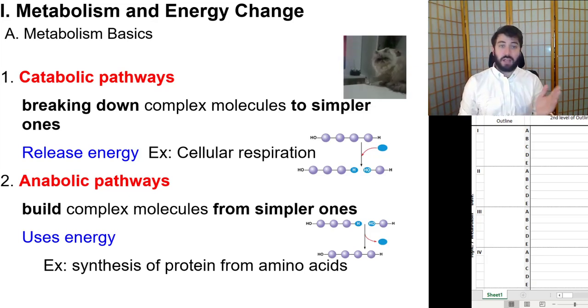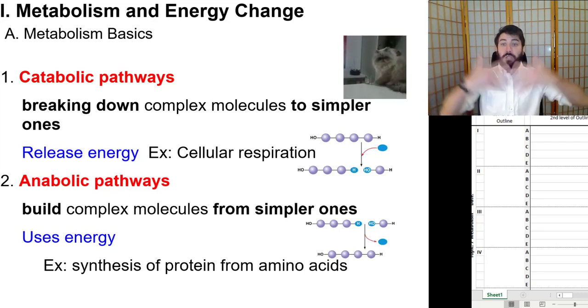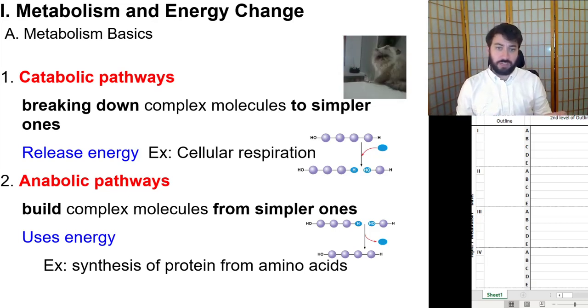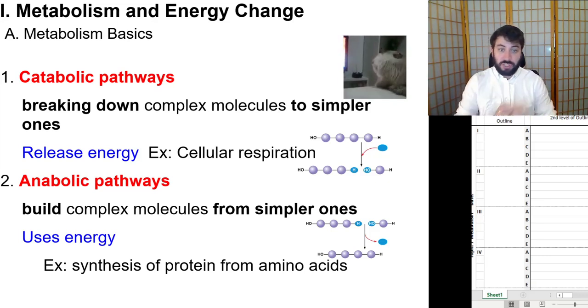Now, anabolic pathways are the opposite of that. You're actually building complex molecules from simpler molecules, and you need energy to do this. One example we're already pretty familiar with is the synthesis of proteins from amino acids via dehydration synthesis. Catabolic pathways release energy and anabolic pathways use energy, but what is energy?